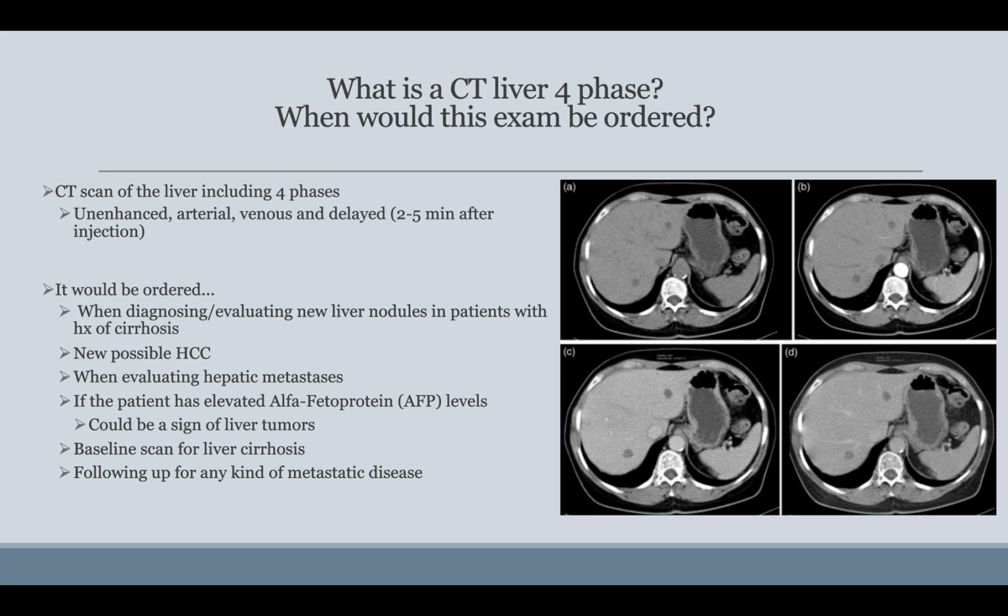So, what is a CT liver 4-phase and when would this exam be ordered? A CT liver 4-phase is a CT scan of the liver including 4 phases, which are unenhanced or non-contrast, arterial, venous, and a delayed phase.